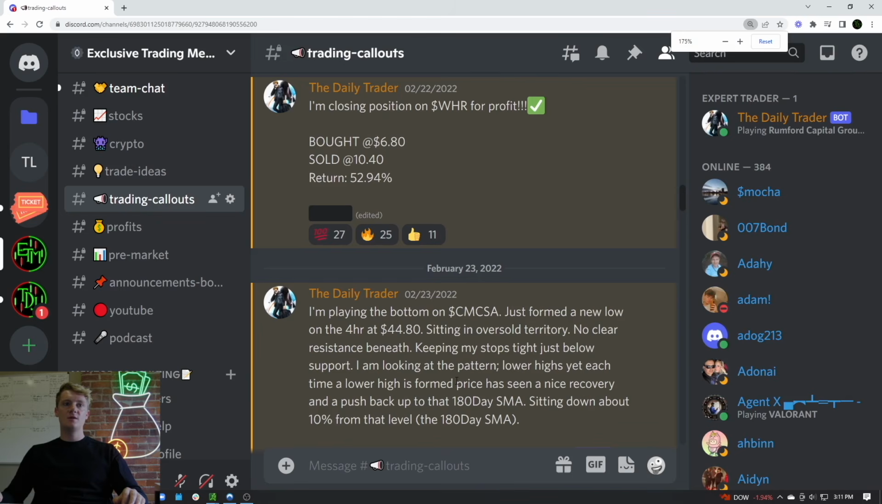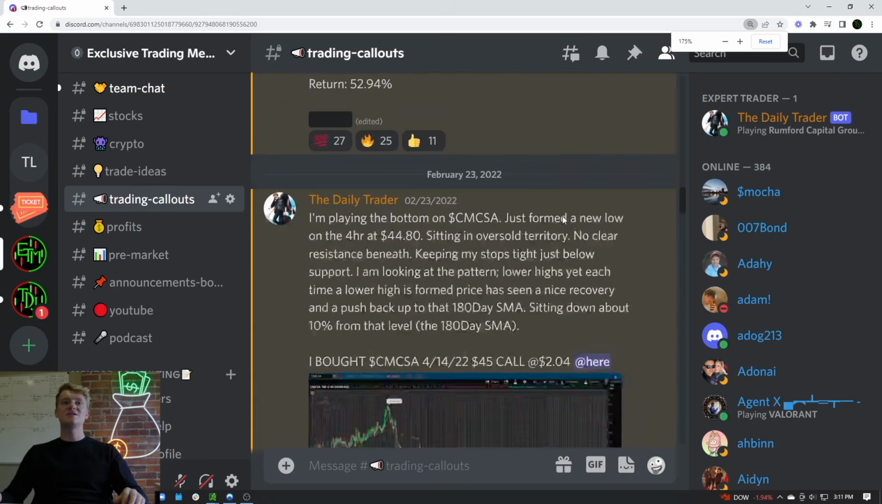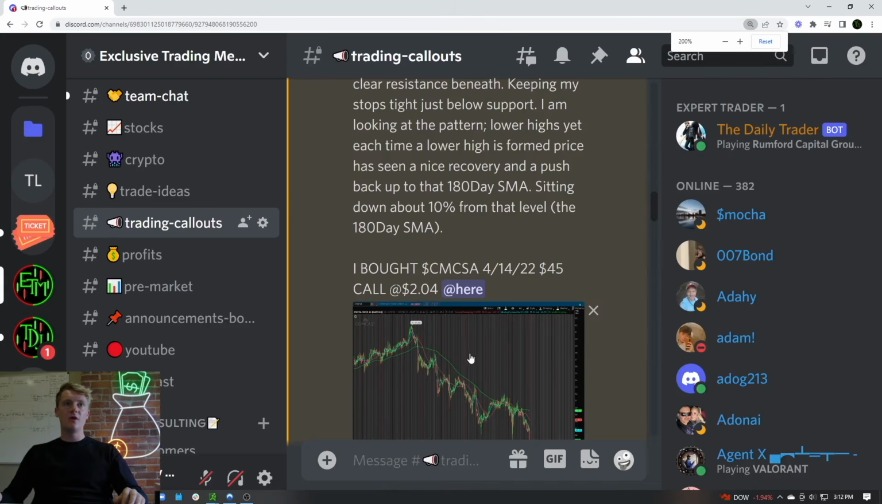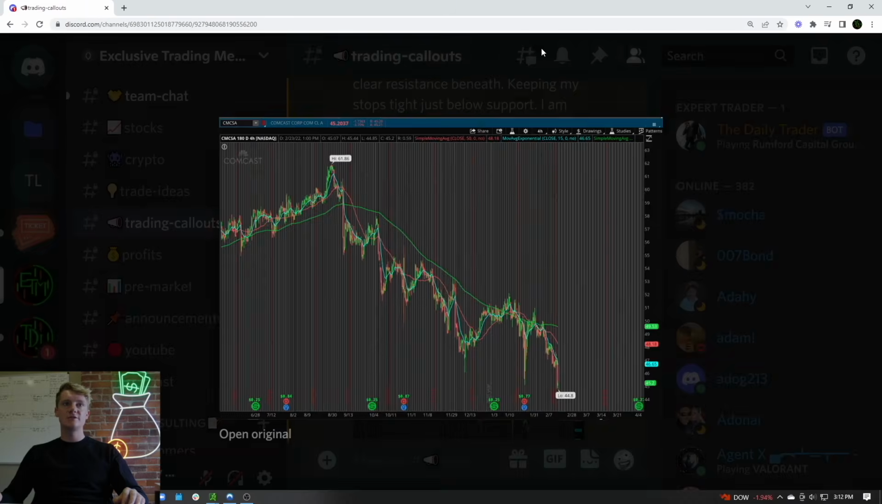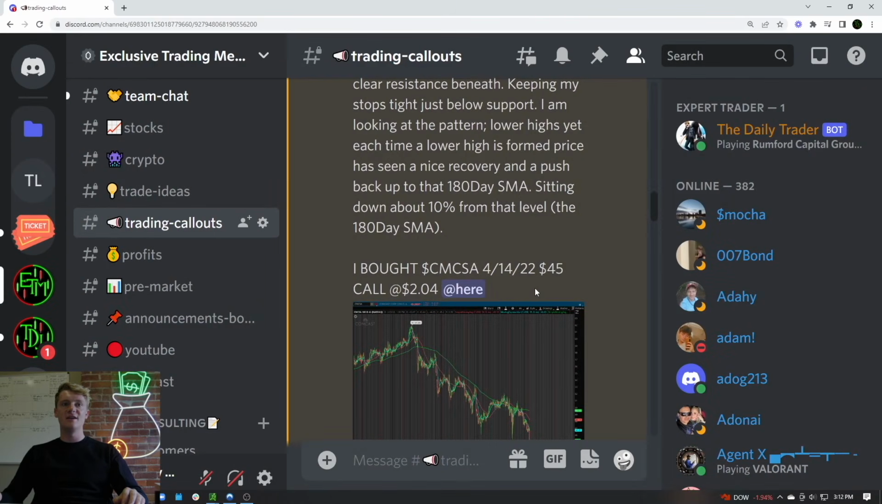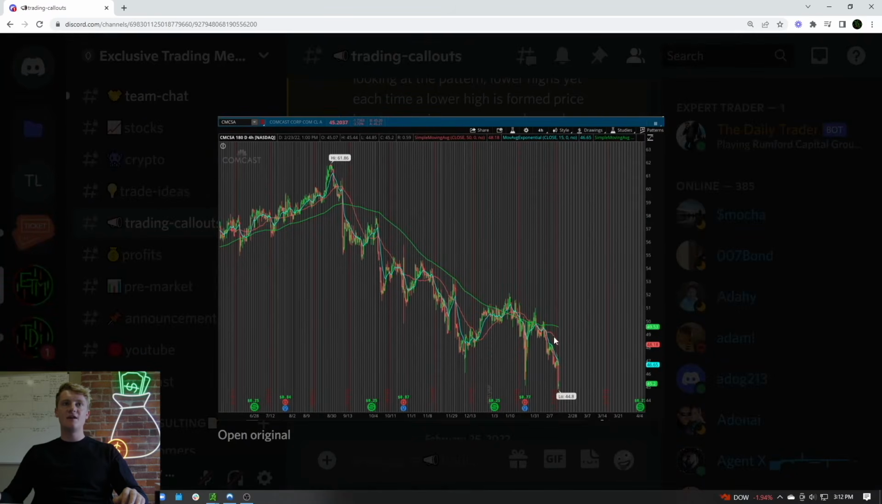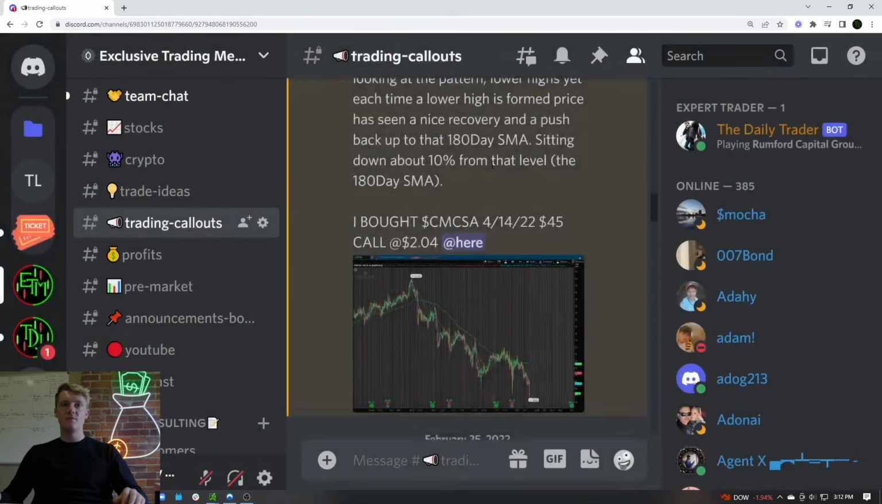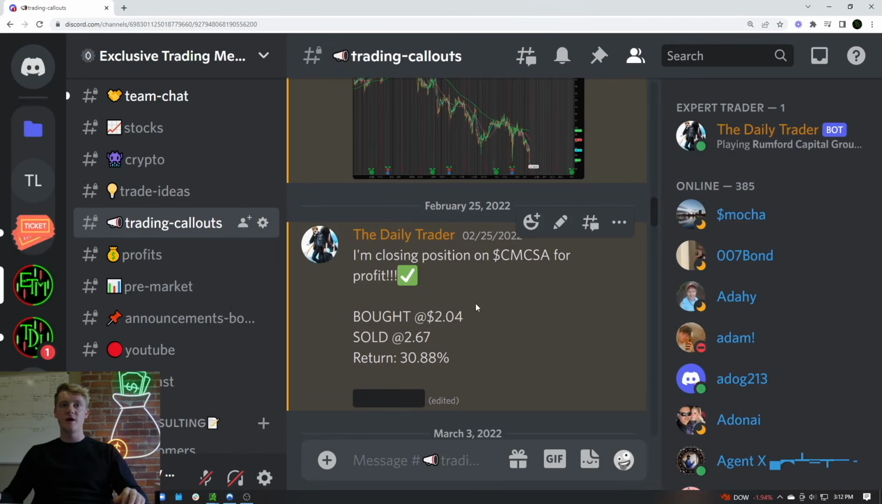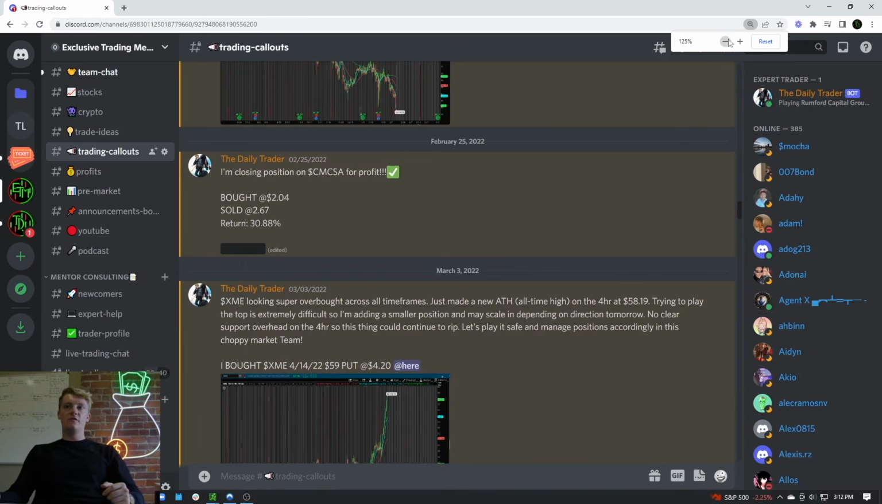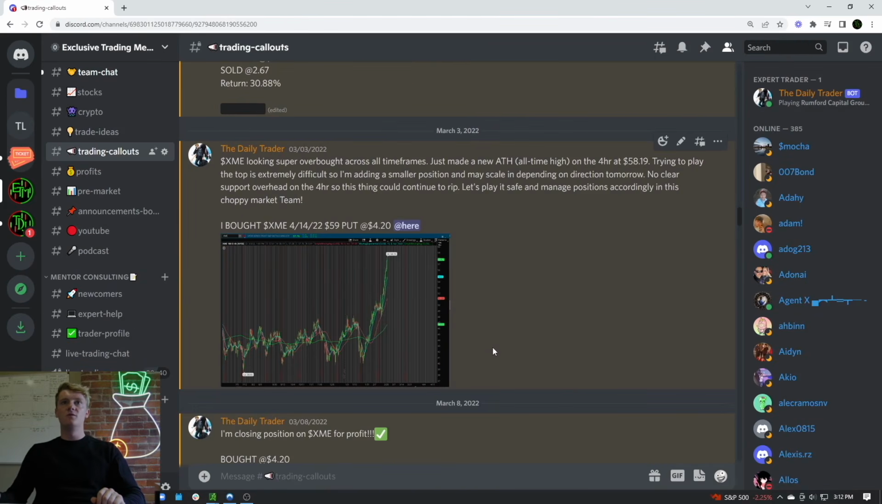Okay, and I was looking at the pattern, lower highs, yet each time a lower high is formed, price has seen a nice recovery and a push back up to the 180-day SMA. Boom, boom, boom. Looking at the pattern, very clear there. Sitting down about 10% from that level. Okay, 10% down from the 180-day SMA. I was just looking to play the bounce back up to the 180-day SMA. Straightforward play, close out for 31% profit. So that is the bounce off the low or the support level.